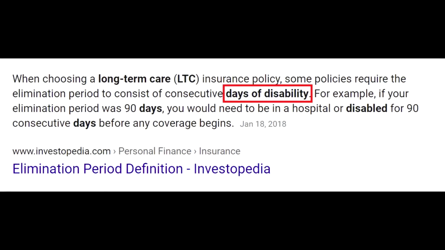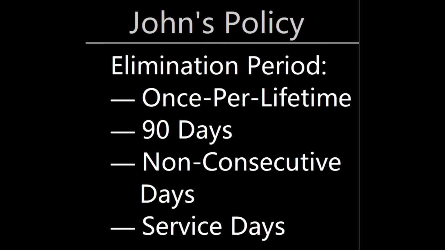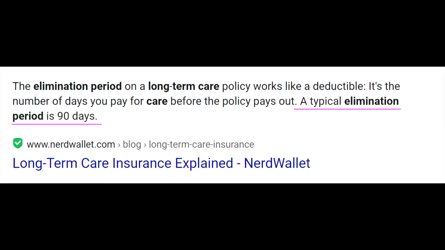The days following your certification as chronically ill are sometimes referred to as days of disability. On the other hand, when a policy only recognizes service days, if you did not receive long-term care on a particular day, then that day is not counted toward your elimination period. A couple of examples might be helpful. Suppose John has a long-term care insurance policy with a 90-day, one-time, lifetime elimination period, which is a typical amount.